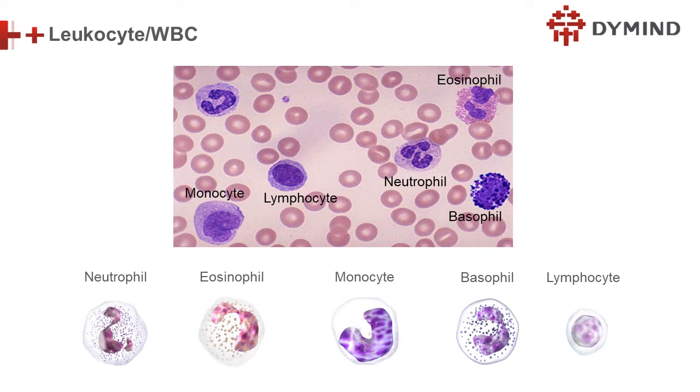Here is the WBC. You can see the lympho, neutrophil, eosinophil, basophil, and monocyte. Here is the neutrophil. It's a little different, right? Different from eosinophil and the monocyte. There's no granule in the monocyte, and in the other three, we have granules: neutrophil, eosinophil, and basophil. And the lymphocyte is the smallest. Okay.